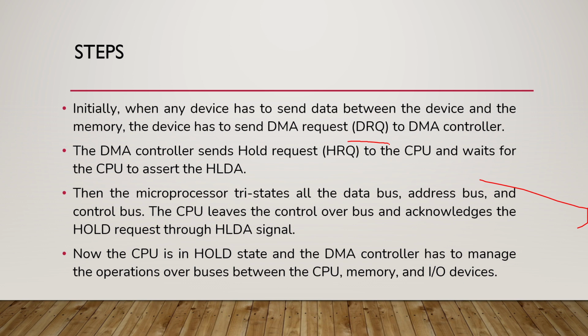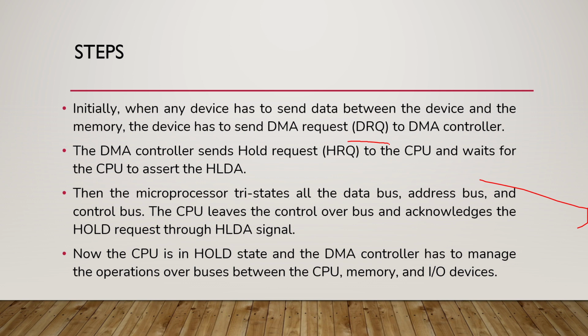Once the DMA controller sends the hold request to the CPU, it waits for the CPU to accept with the hold acknowledgement signal. The DREQ signal is actually the DMA request signal. Once the DMA controller accepts the request, it sends the DMA acknowledgement signal back to the device. Now the DMA controller is ready to transfer the data. To transfer the data, it needs the bus lines. So the DMA controller sends the hold request to the CPU and waits for the hold acknowledgement signal. Once it is received from the CPU, the DMA controller is ready to use all the bus lines, that is the data bus, address bus and control bus.